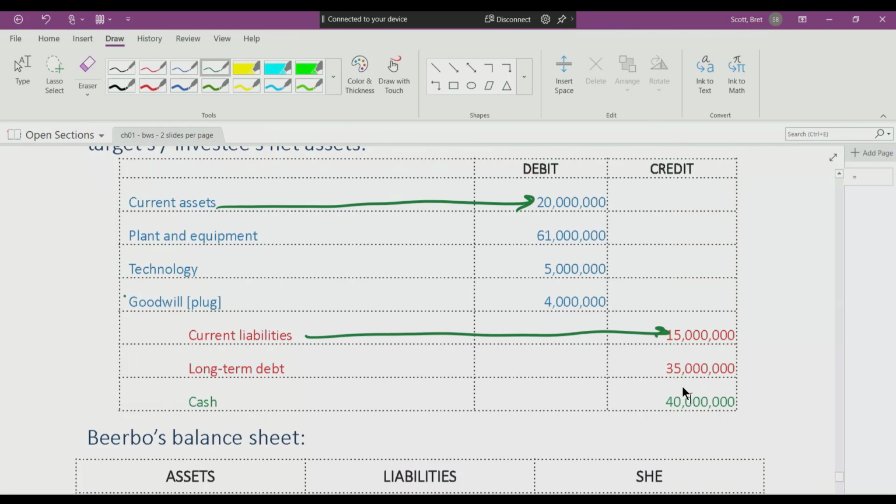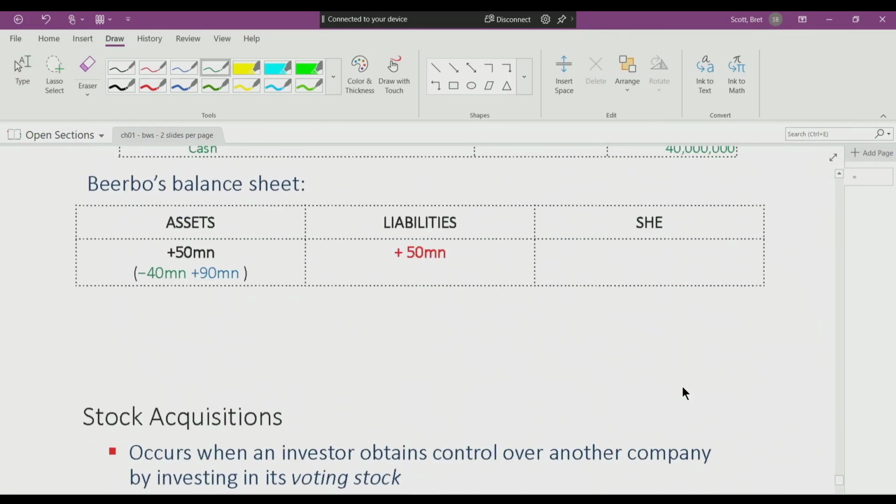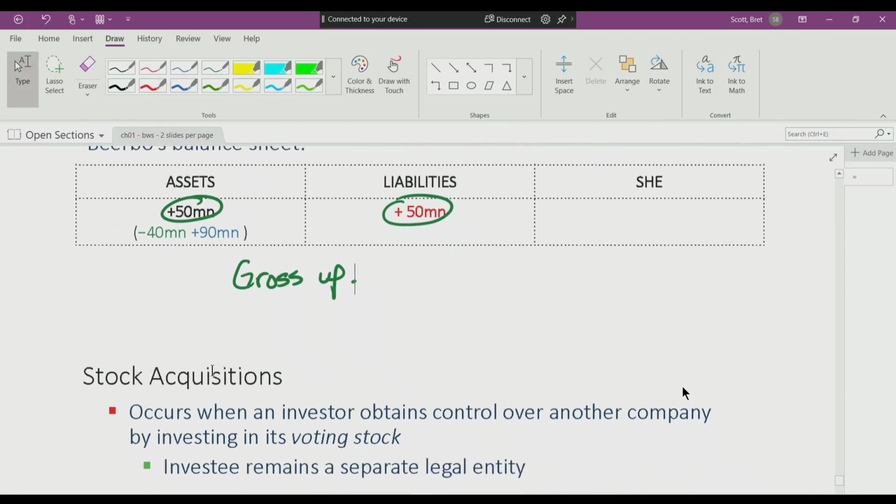There's the cash we paid, and then down below you can see, hey, net, there's $50 million in liabilities now that we have, and $50 million in assets. This is what's called a balance sheet gross up. Usually when you're doing an analysis of a transaction, you want to keep in mind what the overall effect is, especially if you're on the audit side of things.